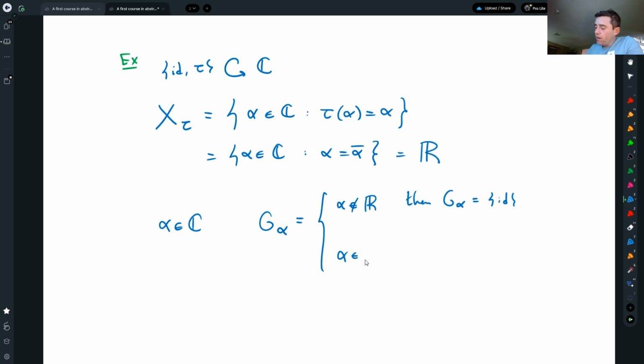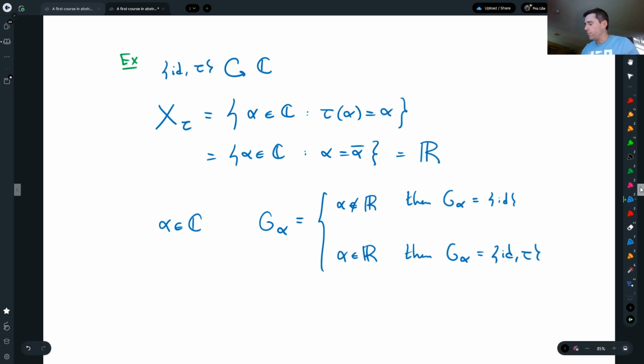However, if alpha is real, then the identity and complex conjugation fix it, so the stabilizer will be all of the group. And notice that, again, every one of these stabilizers is a subgroup, so that is something we will prove soon. One more example.